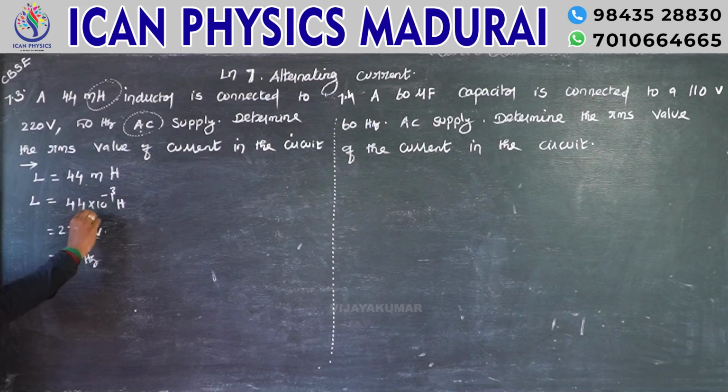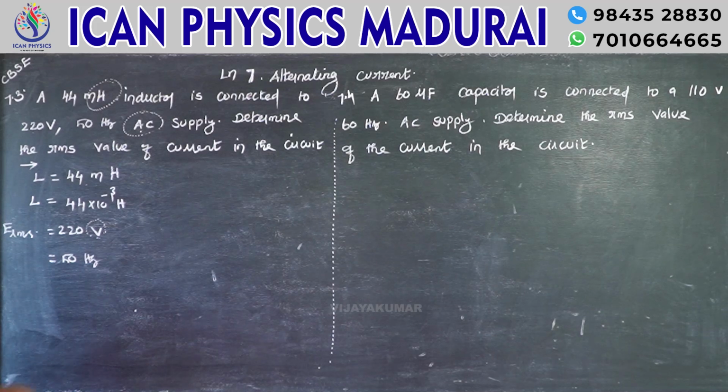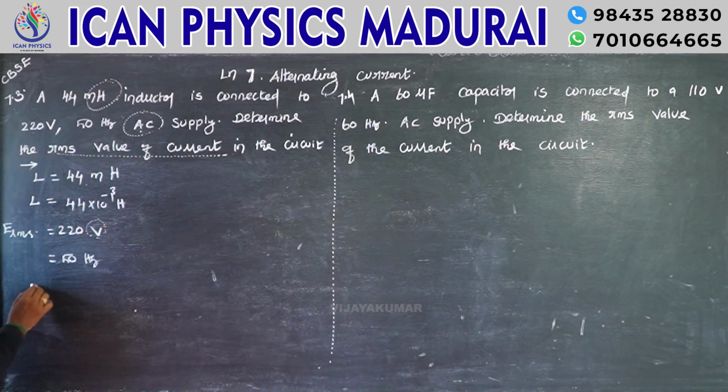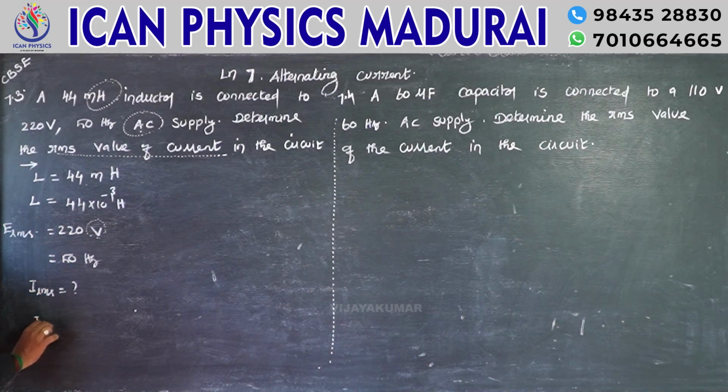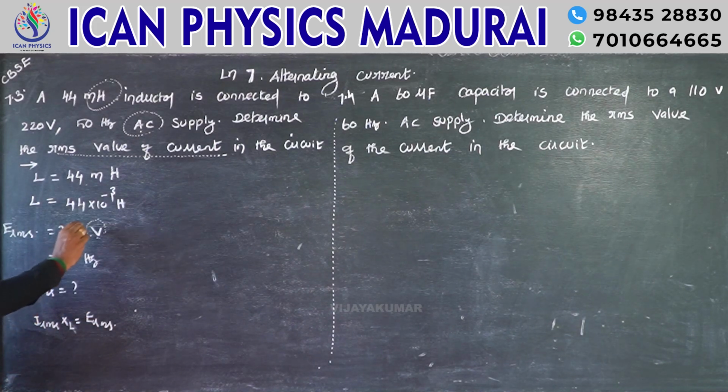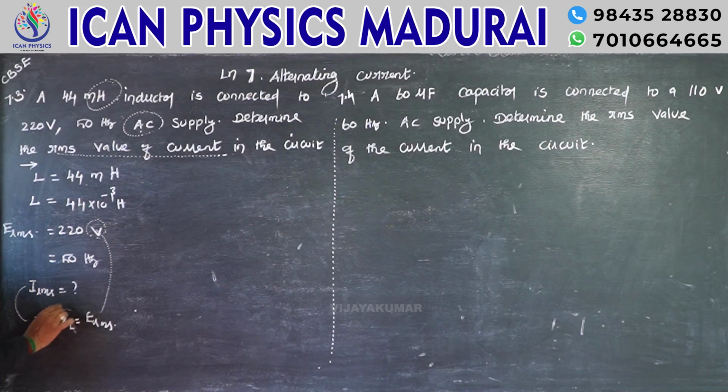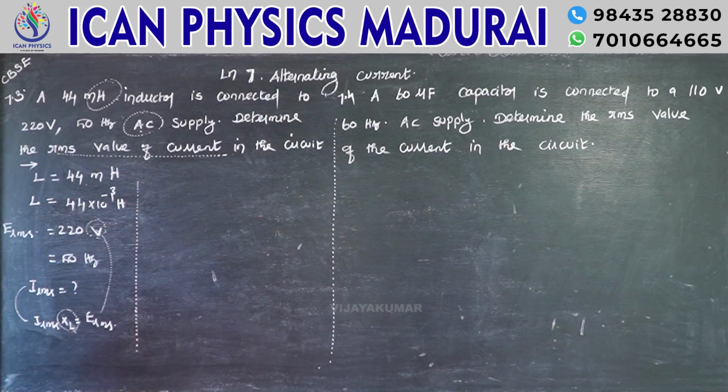So when it is AC, the voltage can be taken as ERMS. Determine the RMS value of current. So IRMS into XL equals ERMS. We know the value of ERMS, and IRMS we are going to calculate, but we don't know the value of XL. XL is the resistance given by the inductor.